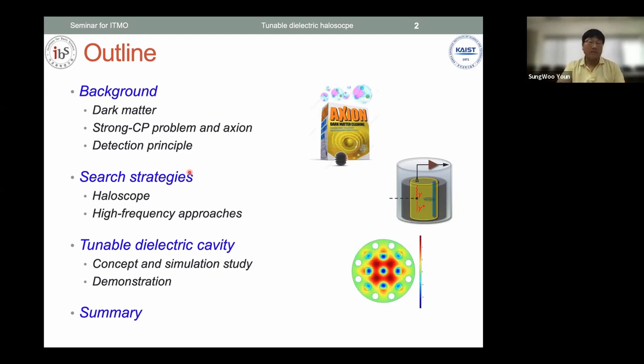Then I'm going to talk about the search strategy, particularly haloscopes, which turn out to be the most sensitive searches, particularly in the microwave range. Then I'm going to talk about high frequency approaches and introduce some ideas there. For the rest of the time, I'm going to spend on our design of a tunable dielectric cavity. I will explain the basic concept, and we did a nice simulation study. We even made a prototype cavity for demonstration, and then I'm going to summarize my talk.